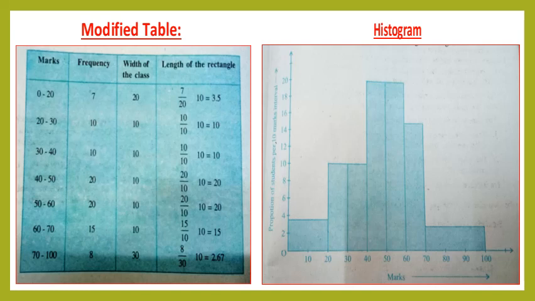In the table, in the first column we have the marks, the class intervals. In the second column we have the frequencies, that is, the number of students. In the third column we have to find the width of the classes. The first class interval is 0 to 20. The class size is 20 minus 0, which is 20. Second, 30 minus 20 is 10. The third one, 40 minus 30 is 10. Then 50 minus 40 is 10.